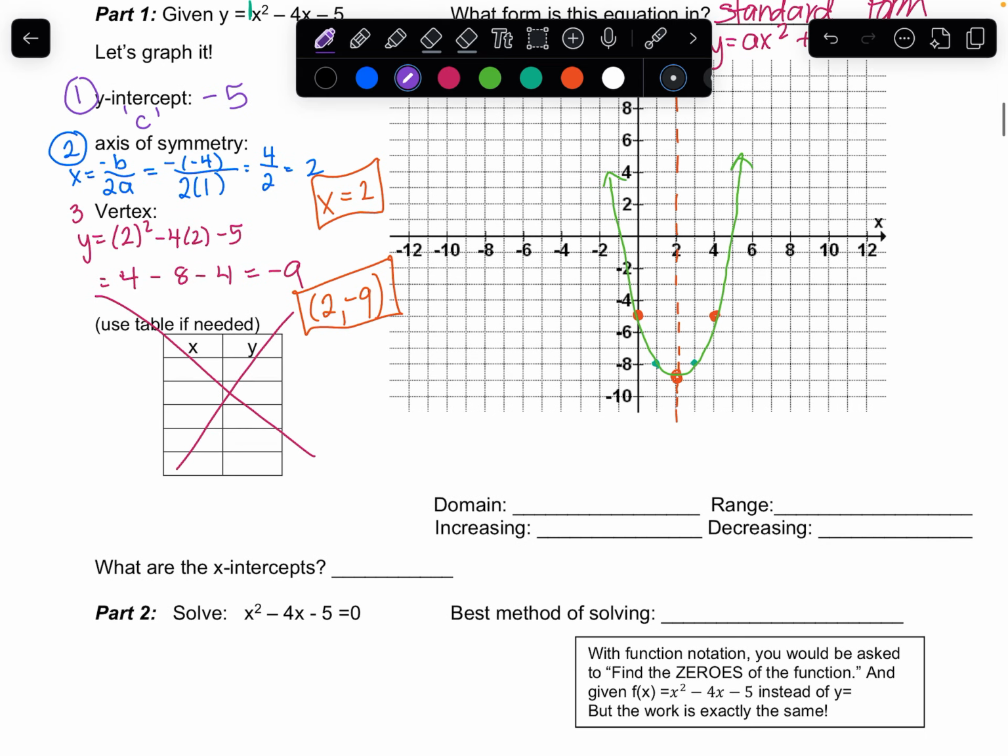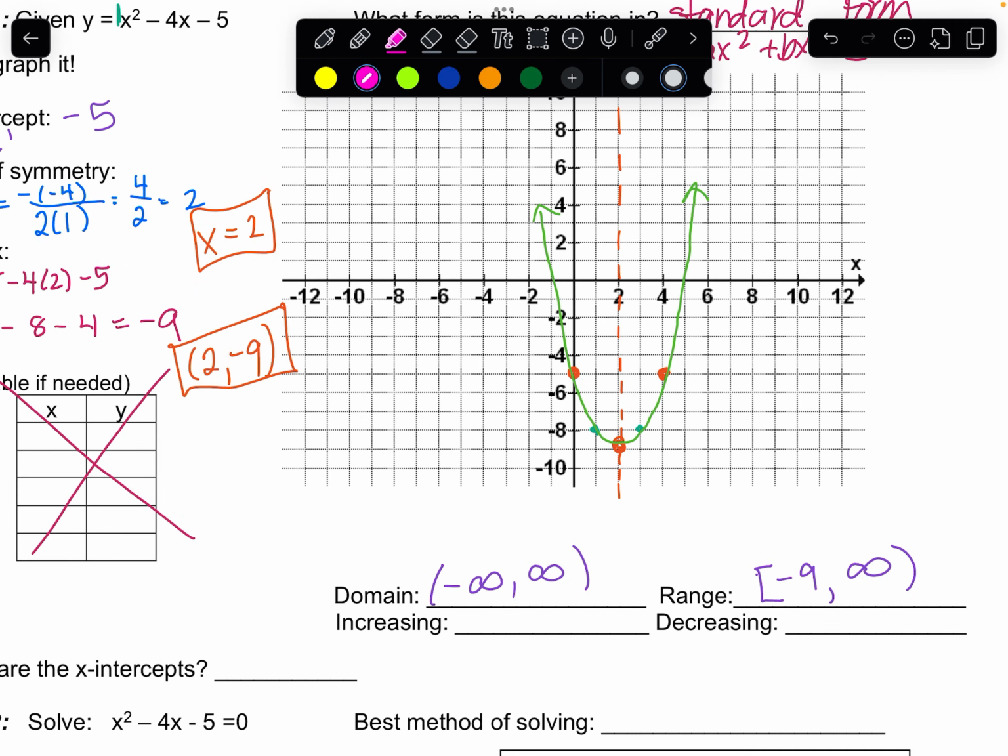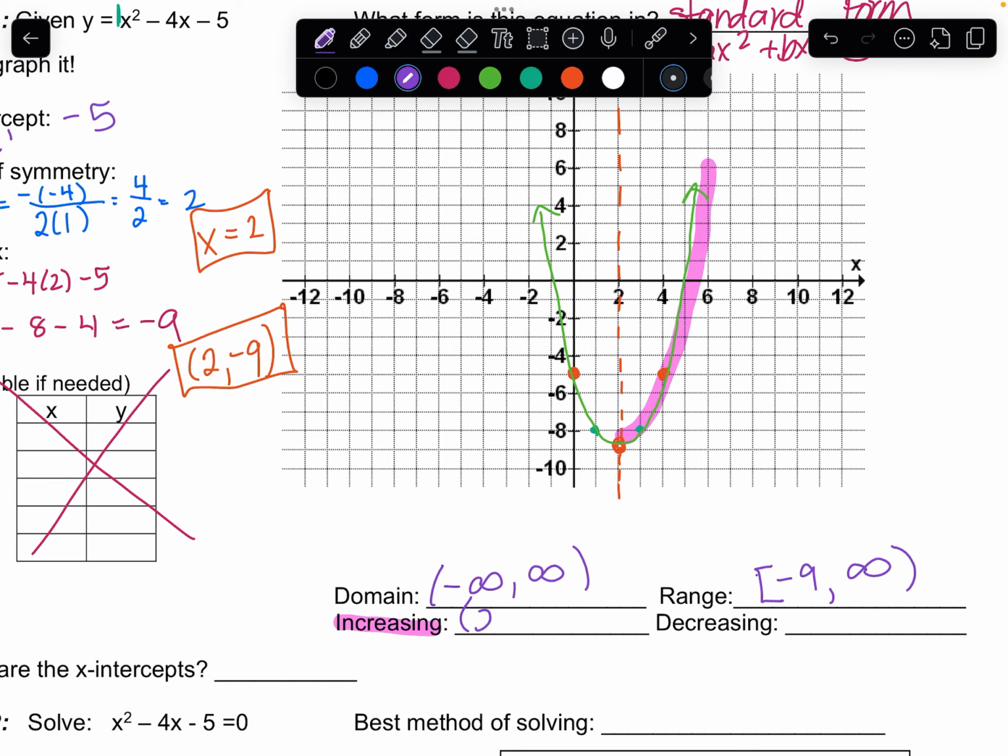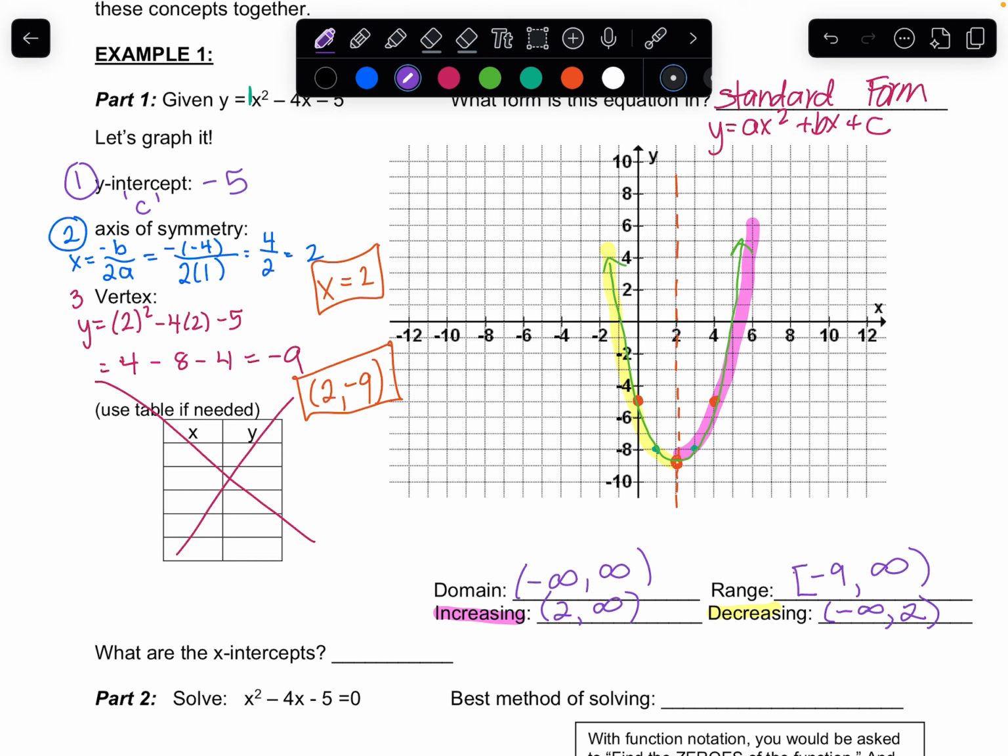And so, our domain, as always, is -infinity to infinity. Our range is going to be a bracket. It's that y value, so -9 to infinity. Increasing and decreasing. Increasing, where's our graph going up? We're going up from 2 to infinity. Where's our graph going down? Right here, it's going down. And so that's -infinity to 2 within parentheses. Remember, we always use parentheses when we are doing increasing and decreasing values.